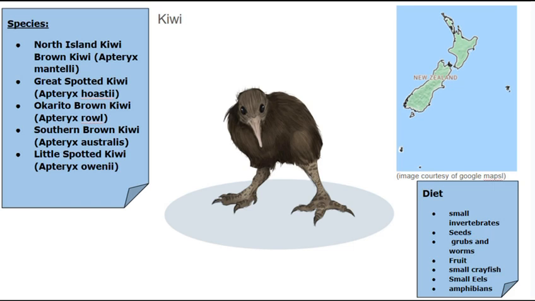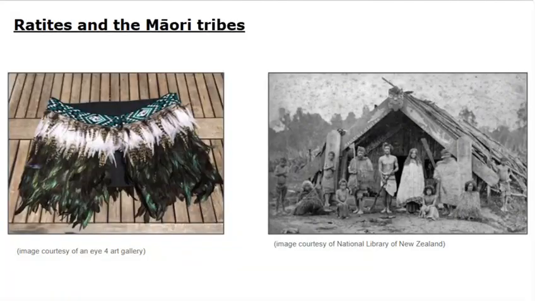Kiwis are under threat due to invasive species such as weasels, ferrets, cats and rats. The kiwi has also become the icon of New Zealand. The Maori tribes used to hunt kiwi birds as they believed they were under the protection of Tane Mahuta, the god of the forest, so their feathers were used to create ceremonial cloaks worn by the chieftains. However, in recent years, the Maori tribes have started to help lead conservation projects to help increase the kiwi population.